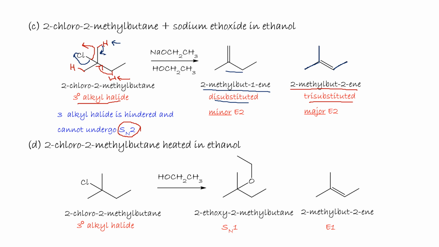Reaction of 2-chloro-2-methylbutane heated in methanol. So this is a tertiary alkyl halide, weak nucleophile, a high dielectric solvent, so it will be SN1. Usually with SN1 you find that there is an E1 product too, and in this case again the elimination of this hydrogen will lead to the more substituted alkene, so this will be the major E1 product.